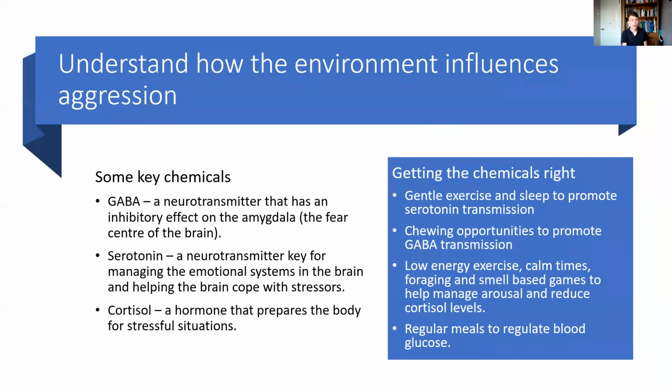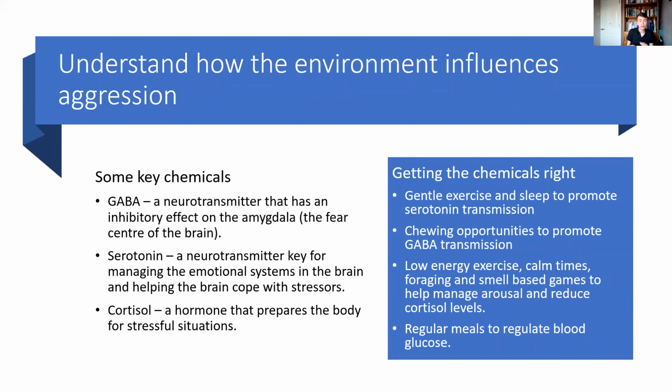So the next thing we're going to look at is how the environment might influence aggression, and in particular looking at how we can manage our dog's internal environment in terms of how we can influence some of those chemicals in the dog's body that might change how they respond.